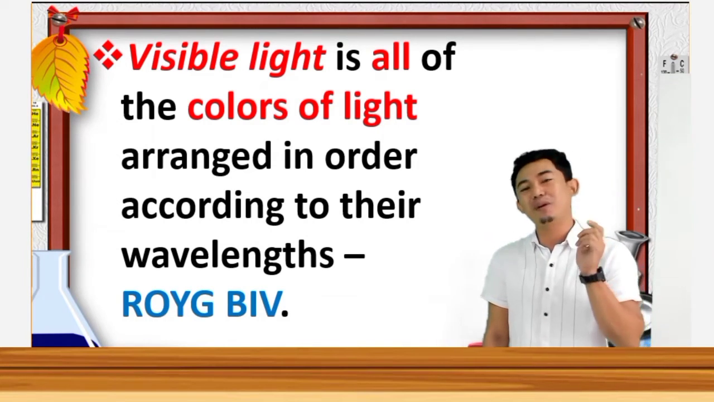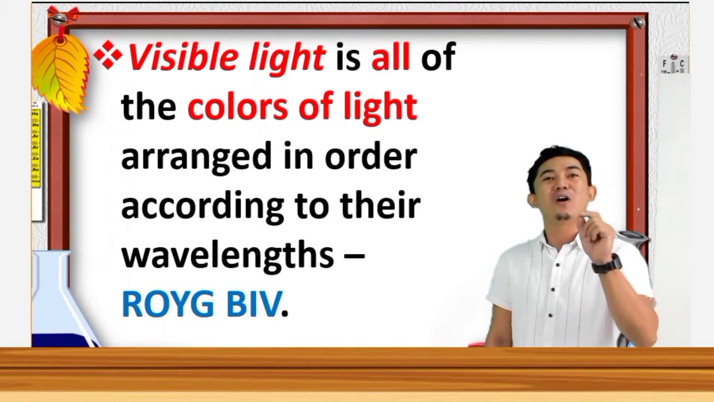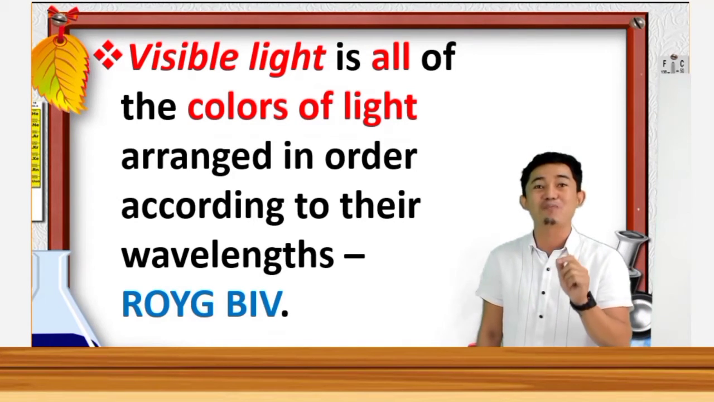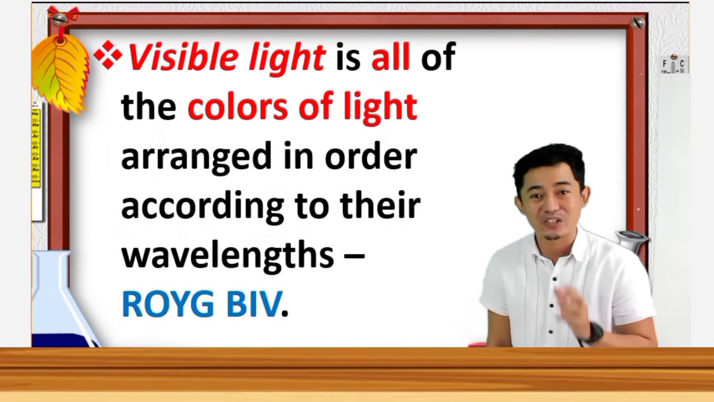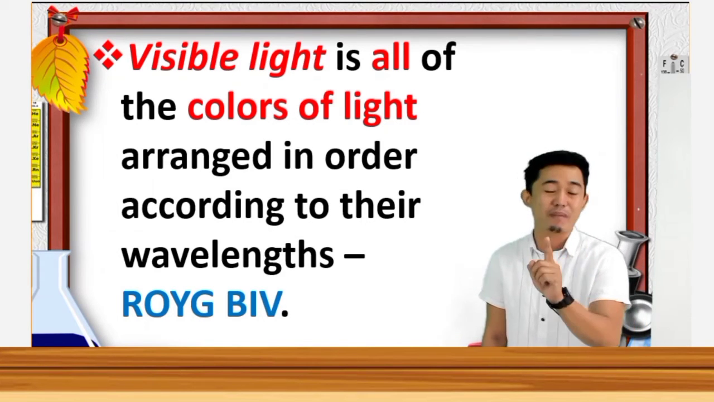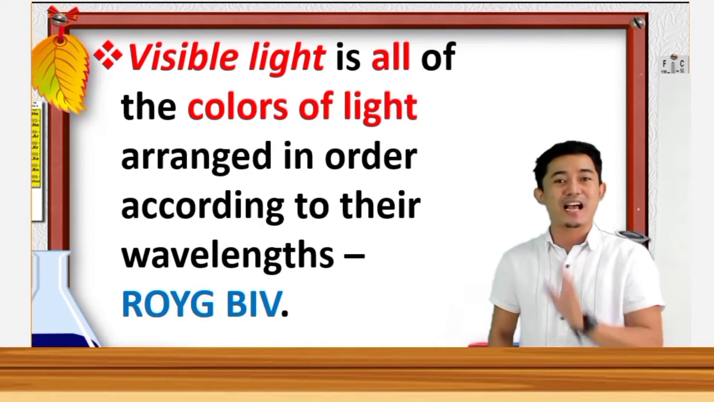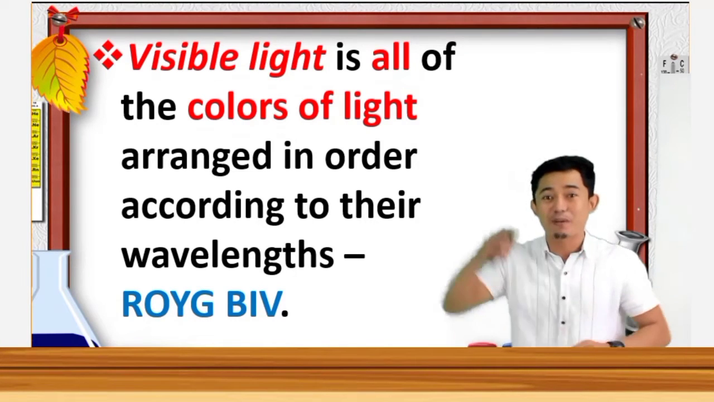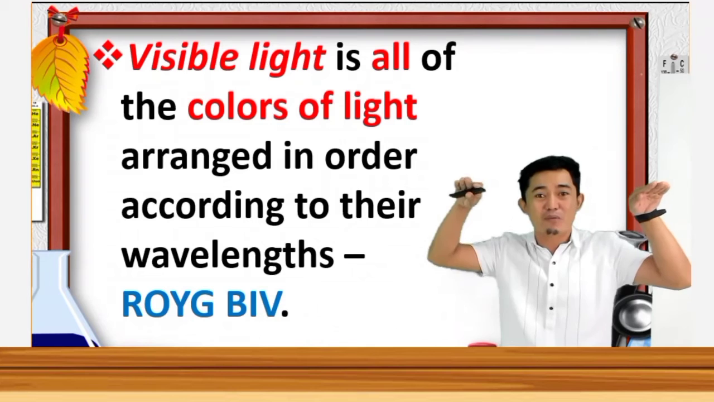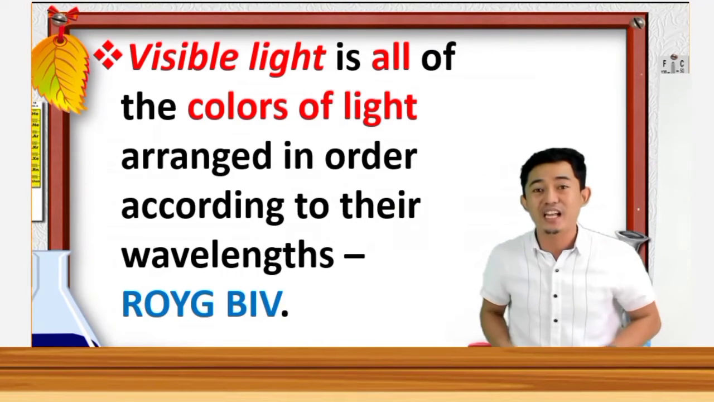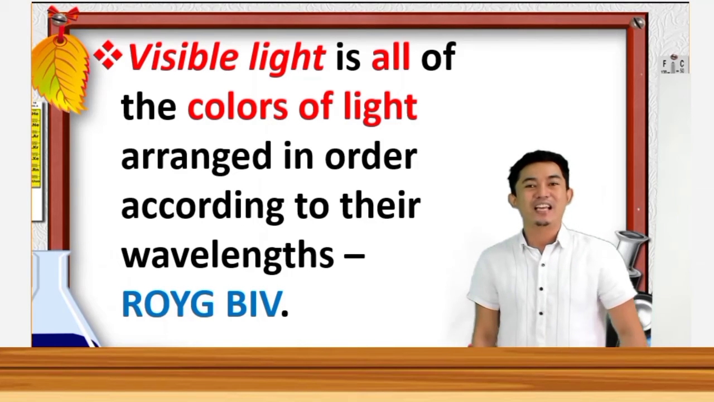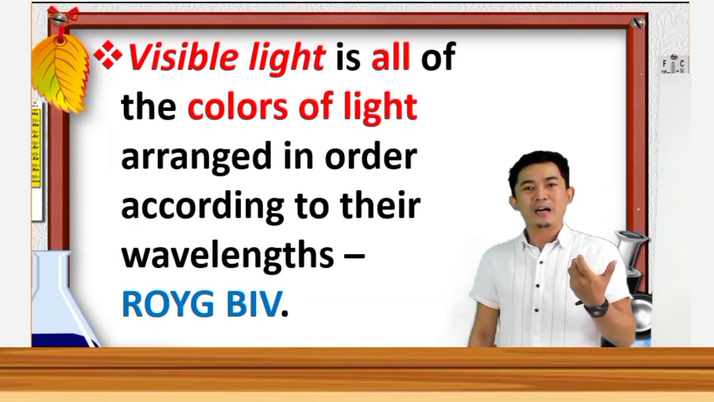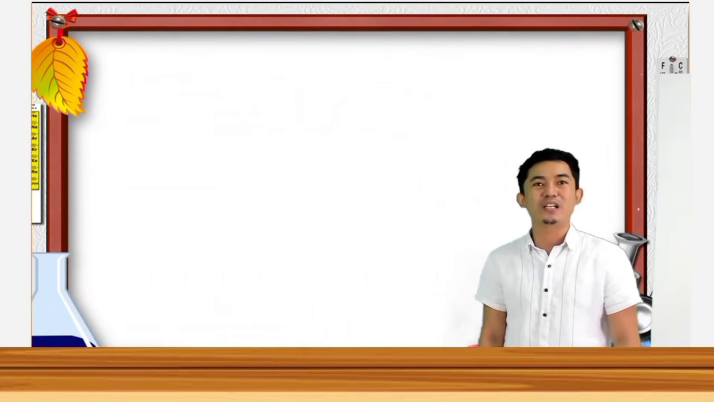So when we say visible light again, it is all of the colors of light arranged in order according to their wavelengths. So do not forget that, class, according to their wavelengths. And when we say wavelength, class, it is the distance from crest to crest of the wave, or from trough to trough of the wave. So I know you are good at reviewing or recalling those things.